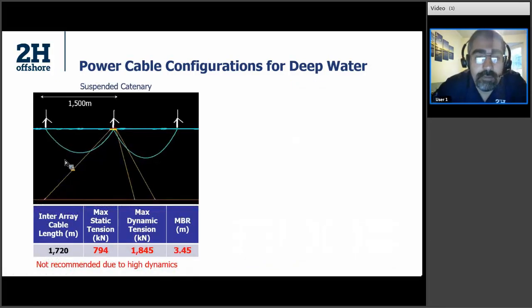So when we start looking at suspending them between two foundations, first we did it with no buoyancy, just suspending the cable as it is. You can see both the MBR limits and the dynamic tensions are exceeded quite significantly. So this is not really a recommended configuration, and all the dynamics of the power cable are amplified. The tension is quite high compared to even the catenary configuration.